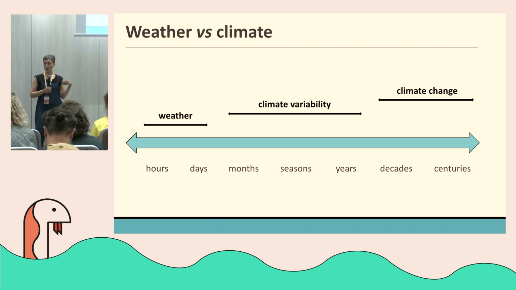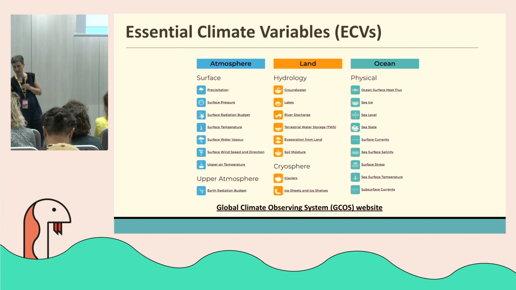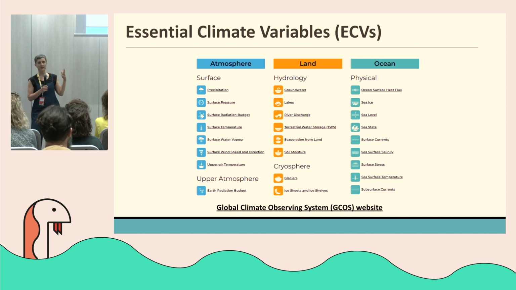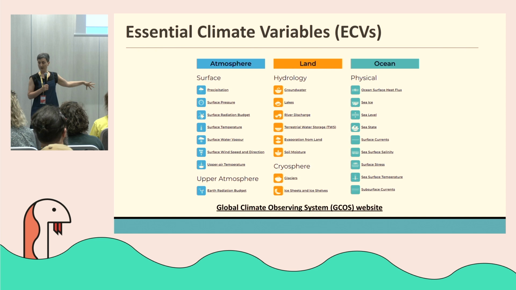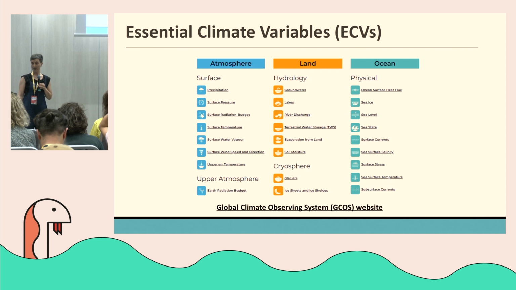So how do we monitor the weather and the climate? The Global Climate Observing System has defined the essential climate variables. There are in total 55 variables. Here you see some examples: there are physical, chemical, and biological variables that define the Earth climate and weather.